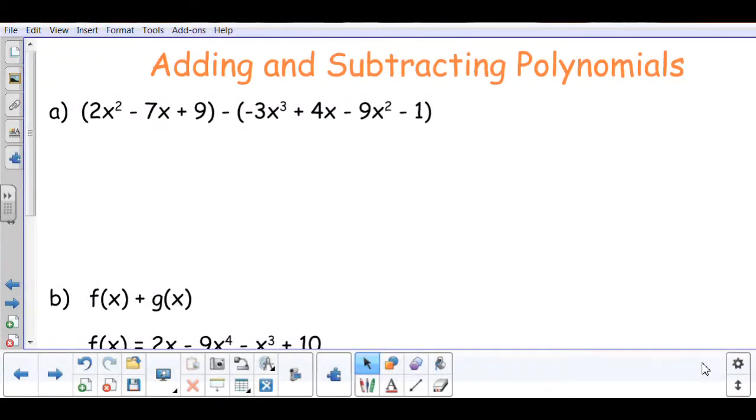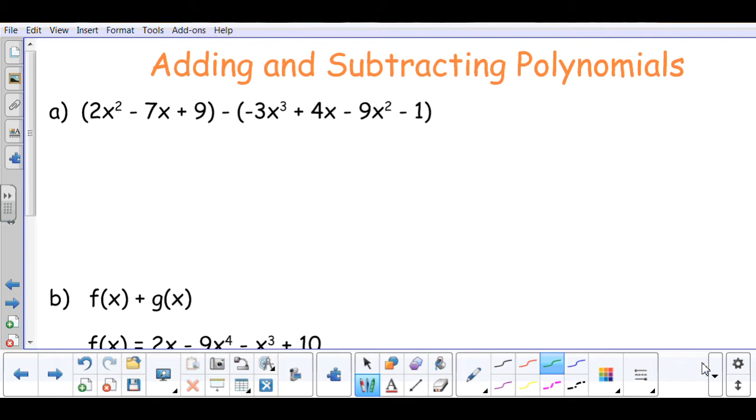When we are adding and subtracting polynomials, we want to combine all of our like terms to create one expression. So here I have 2x squared, subtract 7x plus 9, and I'm going to subtract that from the expression negative 3x to the third plus 4x minus 9x squared minus 1.